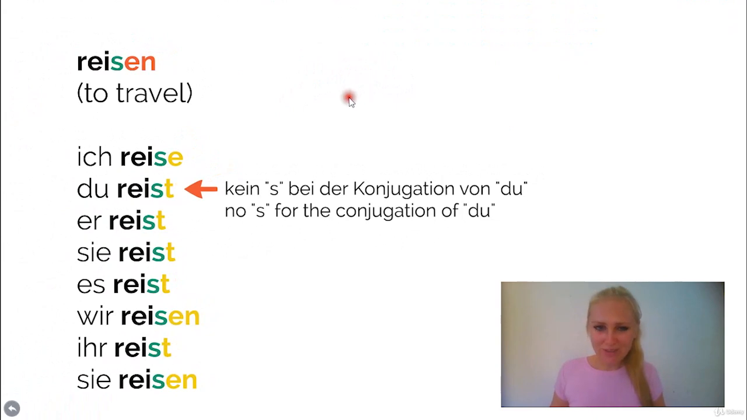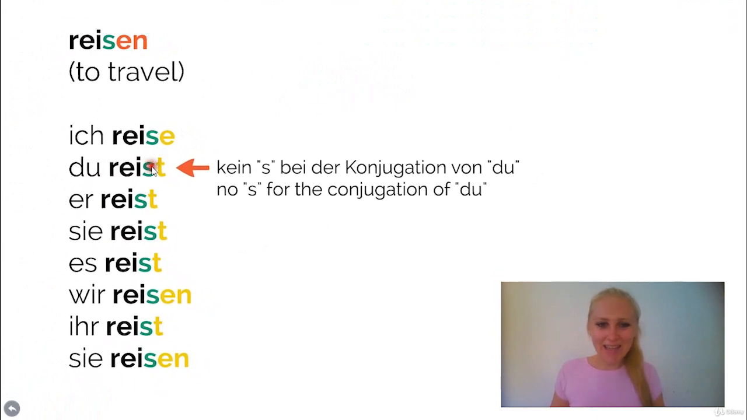Germans are very strict about the spelling rules, so please don't add a double S here. Also, the pronunciation would change. It would be "du reißt" if you had a double S here, but it's just "du reist". I will just read it to you for the pronunciation so you hear it. Ich reise, du reist, er reist, sie reist, es reist, wir reisen, ihr reist und sie reisen. This counts just for the conjugation of du. The rest stays normal, nothing changes here.